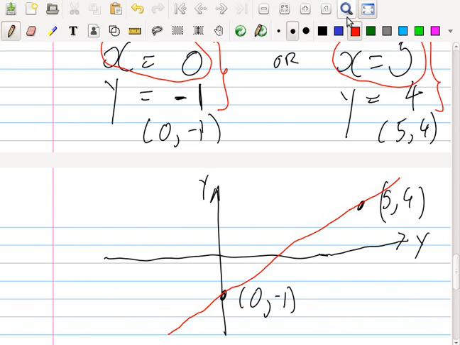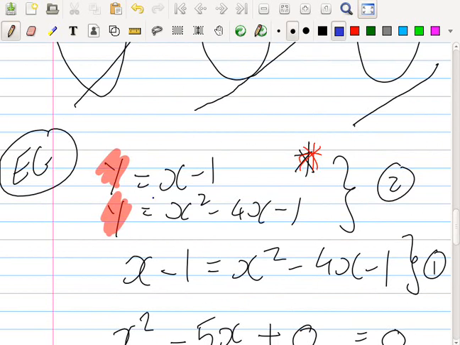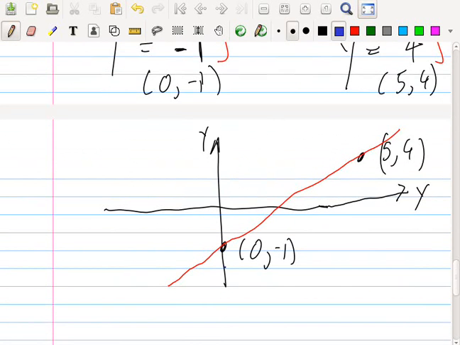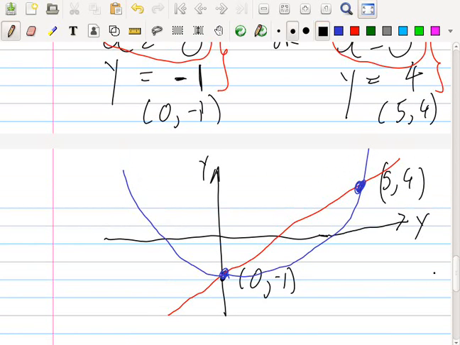And I also know my quadratic must go through these points. Is my quadratic going to be a U shape or a hill shape? U shape. And it must go through these points as well. So there you go, that's the sketch of the problem and the solution here, which are the intersect points here. Please add this to your answer as well, because you're asked to sketch the answer too.